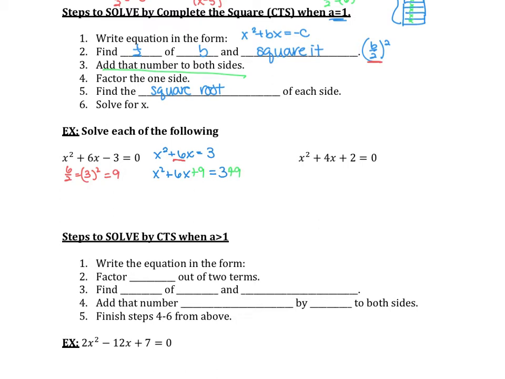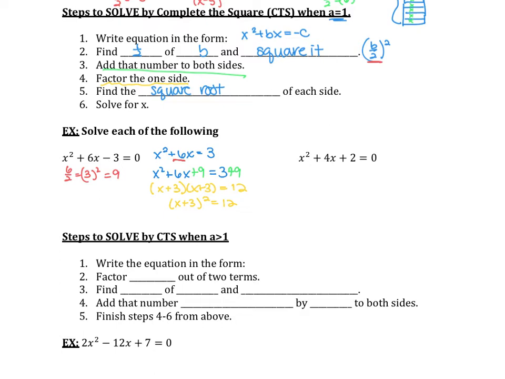Now I'm going to factor the one side. To factor this, I need two numbers that multiply to 9 and add to 6. So it would be x plus 3 and x plus 3, which adds to 6. And x plus 3 times x plus 3 is x plus 3 squared. That'll make our life easier.